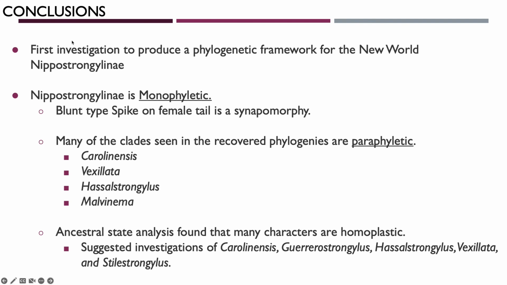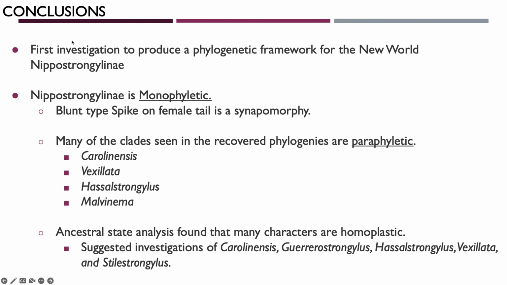So, this was the first molecular phylogenetic framework for the New World Nippostrongylinae. That's pretty cool. It's a big achievement. We finally got a framework. It's the first piece of this big jigsaw puzzle. And we found that the Nippostrongylinae is monophyletic, and the blunt-type spike on the female tail is a synapomorphy, a female character, a group that is not typically used to diagnose new species. That's pretty cool to me.